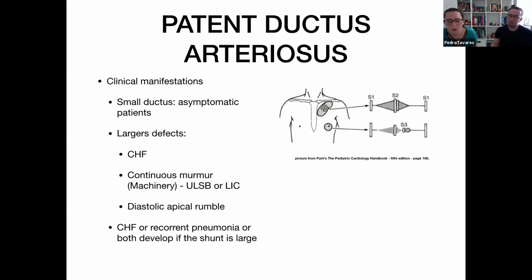You will hear a continuous murmur, like a machinery murmur, in the upper left sternal border or the left infraclavicular area. This picture shows the 2 points where you can hear the murmur, and you can also hear a diastolic apical rumble. Congestive heart failure or recurrent pneumonia or both can develop if the shunt is large.